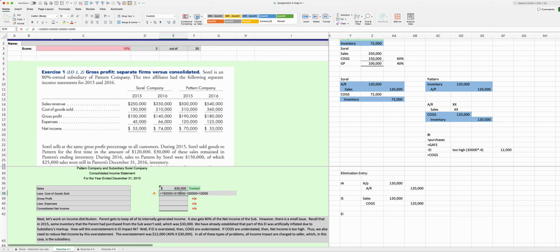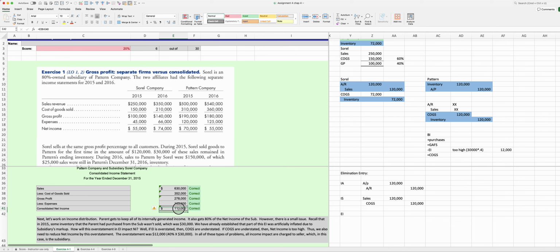Alright, so now that we have figured out what the correct cost of goods sold is for the consolidated group, it is easy to come up with the gross profit, which is simply the difference between the two. With expenses, there isn't a lot going on, so I'm just going to add up the expenses for both of these companies, which seems like 165,000 if my math is correct, and then subtract that from the gross profit to derive the consolidated net income.